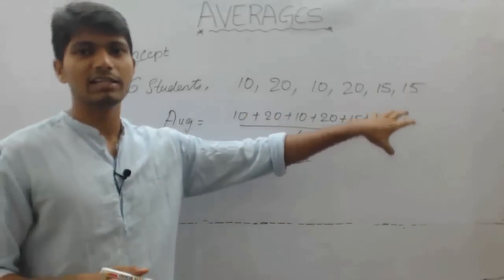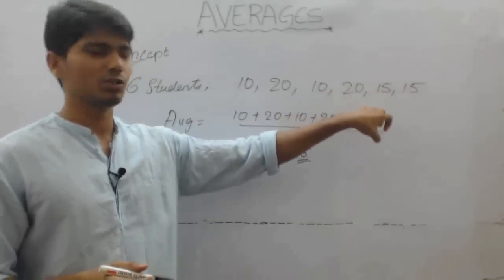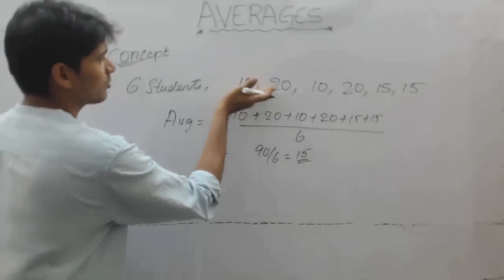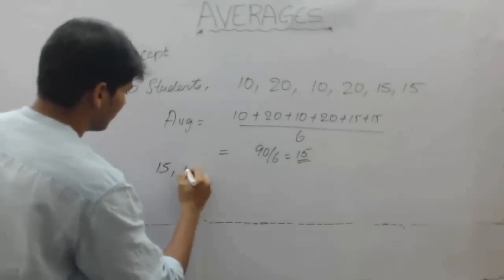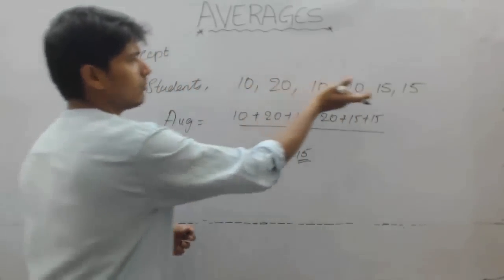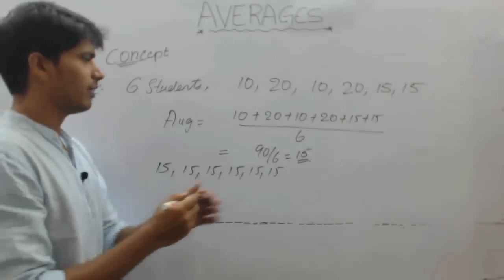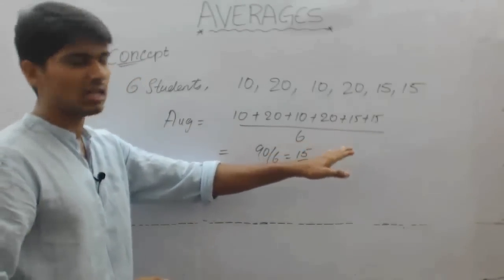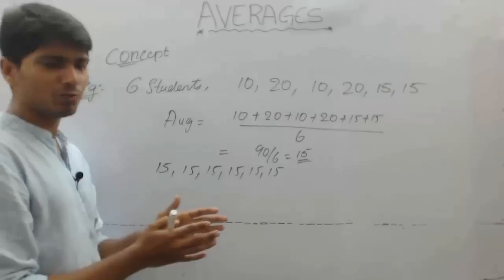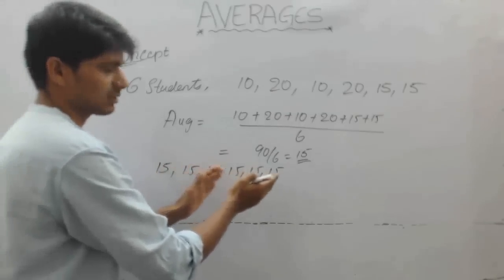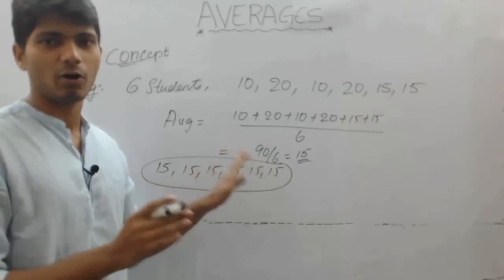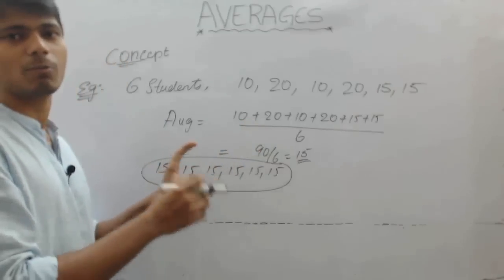Here an assumption is made. We assume that each student has got 15 marks, so 15, 15, 15, 15, and so on. These are not the actual marks obtained by the 6 students. But when we are given the average of 6 students, instead of the accurate marks, we assume that each student has got 15 marks. So you need to assume that the marks obtained by each student is the average. I hope you got clarity. Using this concept we can solve the problem more easily.